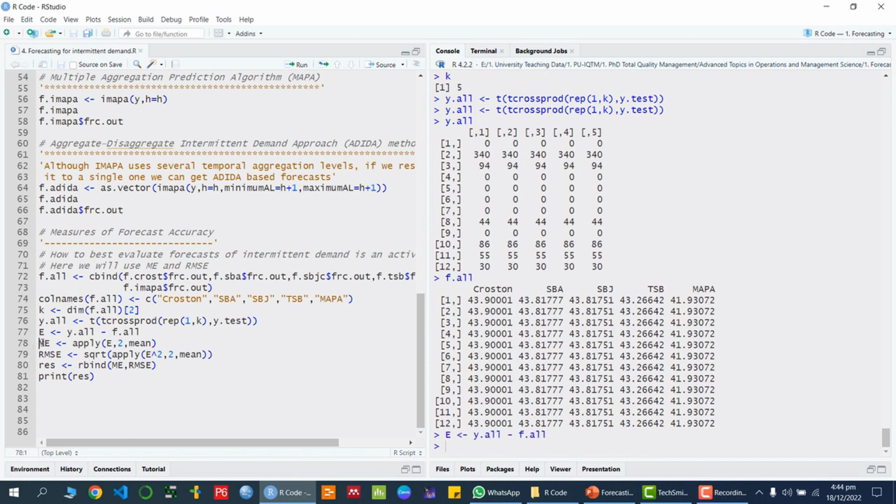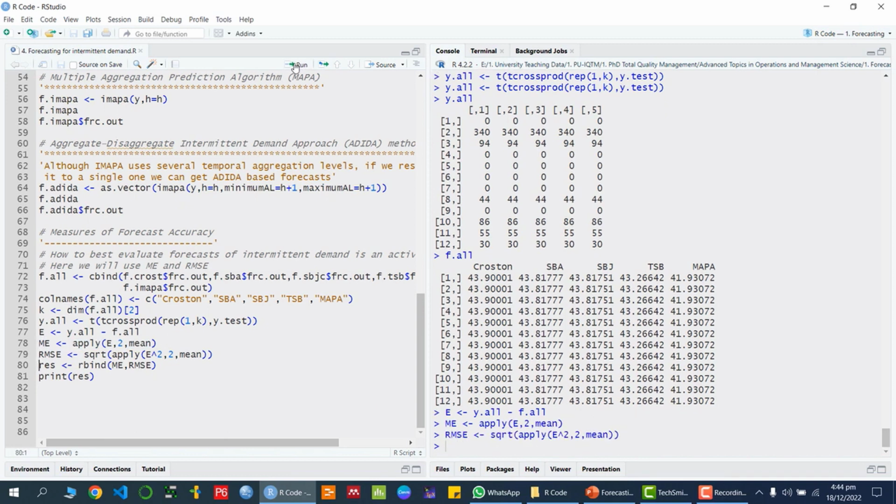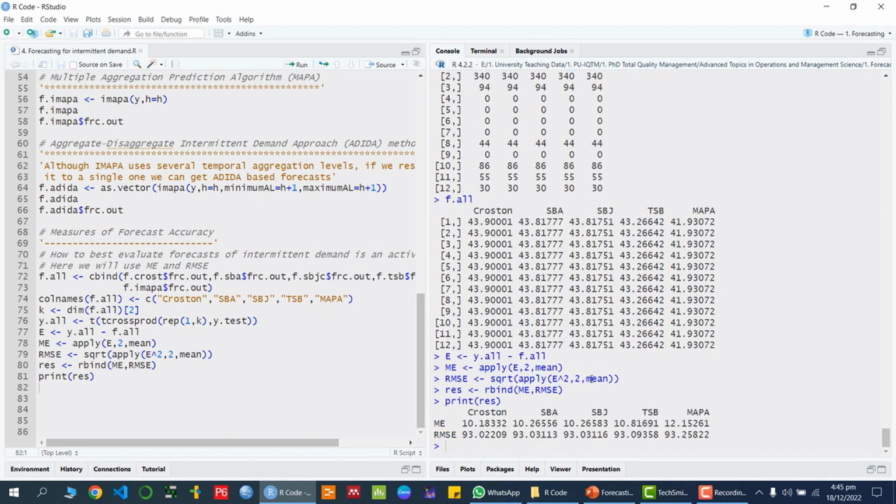Then with the help of this one, I'm calculating the mean average errors. Okay, root mean square. Okay, and then I am combining these two and then printing. So this is basically the average error. This is the root mean square error against all the methods.